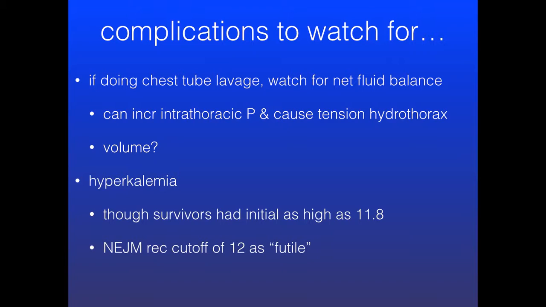And then last point is just the hyperkalemia. It may be scary to see an initial value of 10 or 11 in a patient who is hypothermic, but just know that they have documented survivors with good neurologic outcome with an initial potassium of 11.8. So the New England Journal paper recommends a cutoff of 12 as futile.